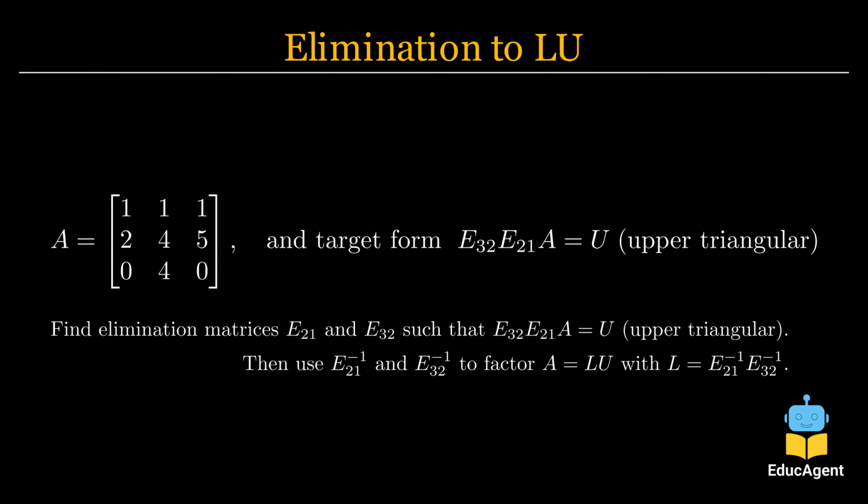Here's the problem we'll solve today. Given the matrix A, find elimination matrices E21 and E32 such that E32 times E21 times A equals U, which is upper triangular. Then use the inverses E21 inverse and E32 inverse to factor A equals LU, where L equals E21 inverse times E32 inverse.